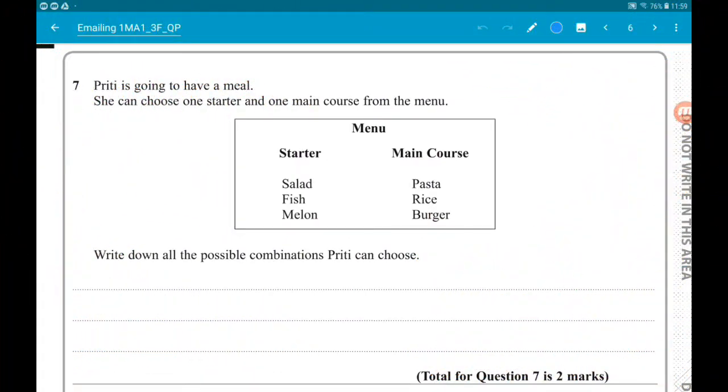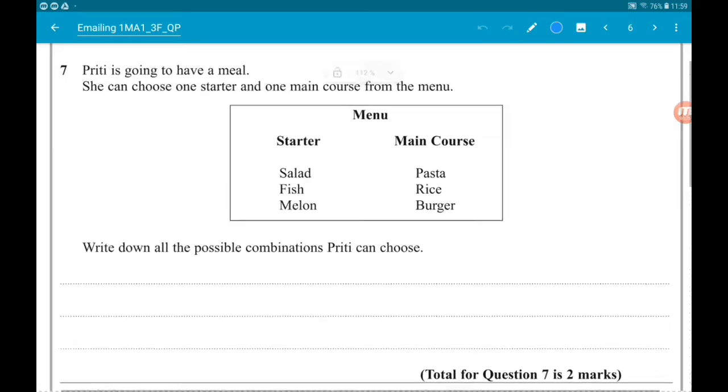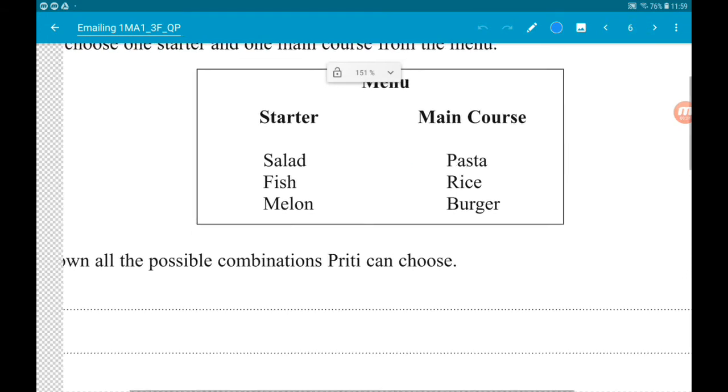Okay, number 7, Pretty. It's a pretty name. Pretty is going to have a meal. She can choose one starter and one main course. From this list, we want to write down all the combinations Pretty can choose. So, I'm just going to use the first letter of each word, just to keep the time down.